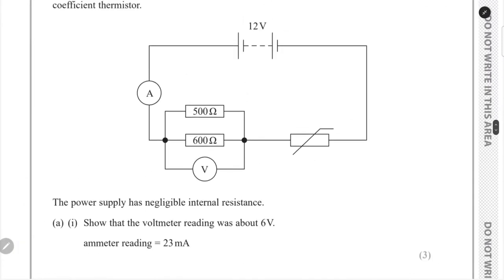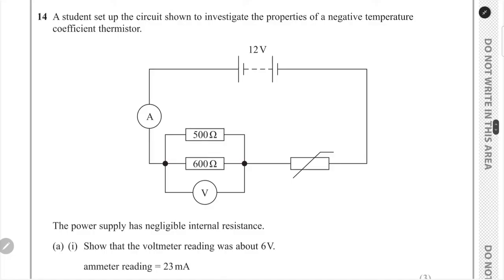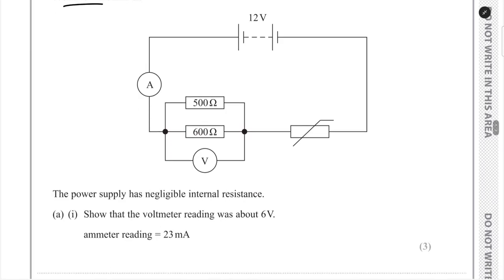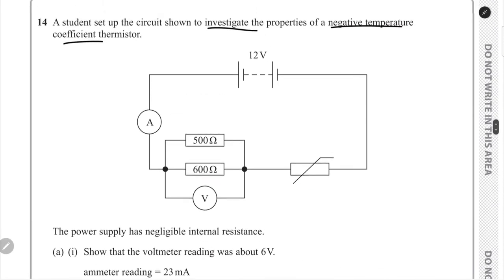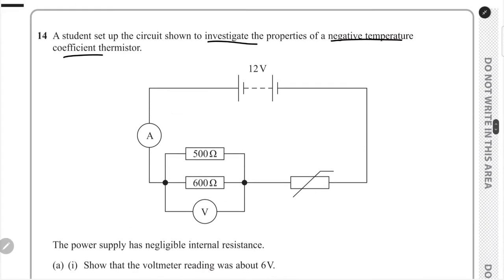Now moving on to the next question. We are given a circuit shown to investigate the properties of a negative temperature coefficient thermistor. All thermistors we learn in this syllabus are negative temperature coefficient. The negative temperature coefficient basically means that as temperature increases, the resistance decreases. So there's an inverse relationship between the temperature and the resistance. There are also positive temperature coefficient thermistors, but we do not learn of them. They are the opposite. If we increase the temperature, their resistance increases. So basically things like a filament bulb.